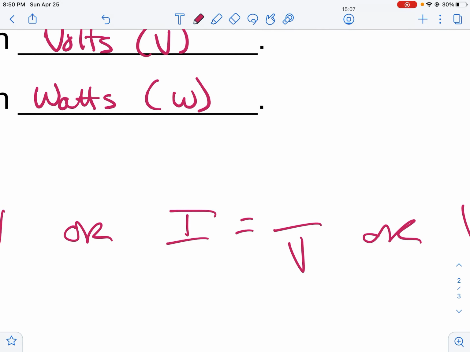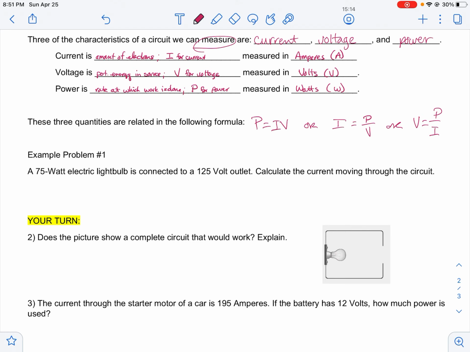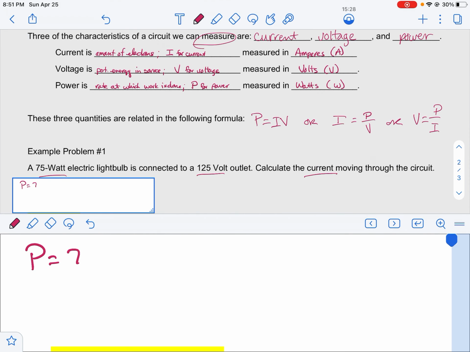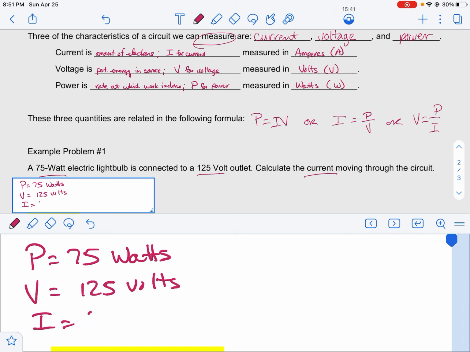Okay, so let's look at example problem number 1. A 75-watt electric light bulb is connected to a 125-volt outlet. Calculate the current moving through the circuit. So what do I know? I know that the power is 75 watts. That's not a negative sign there. It's just a dash. You'll often see that. I really don't know why. The voltage is 125 volts. And the current is what we're looking for.